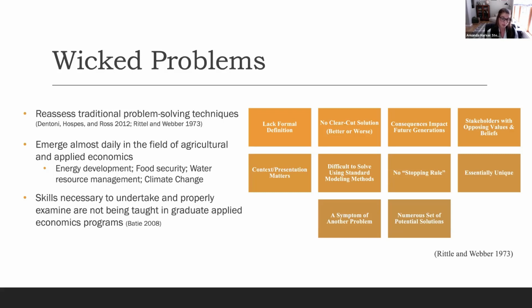But according to Beatty in 2008, the term wicked problems itself is not really well recognized in our field. And in addition, the broader and perhaps more holistic problem-solving skills that are necessary to provide solutions to such problems are not being taught in our courses. So the question really becomes, if these types of problems are very prevalent in our field, then how do we design a curriculum that teaches and trains applied economics students on how to approach and provide solutions to such problems?